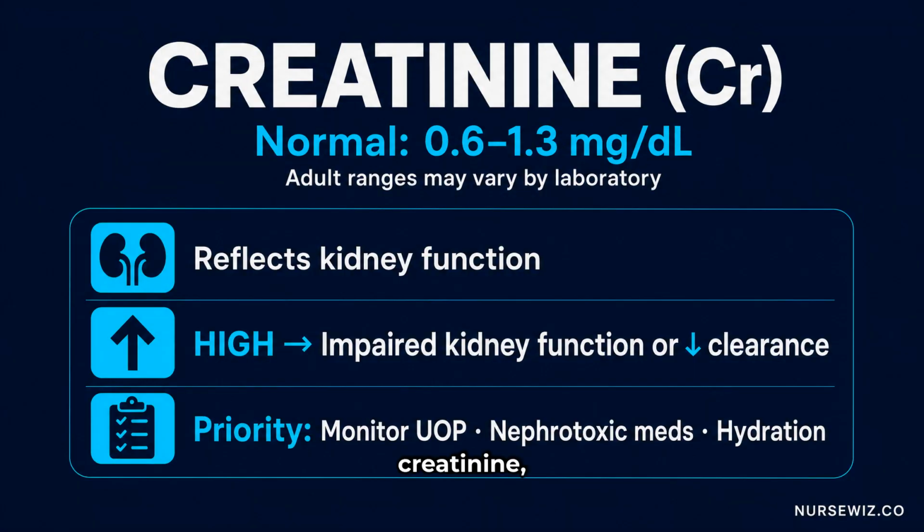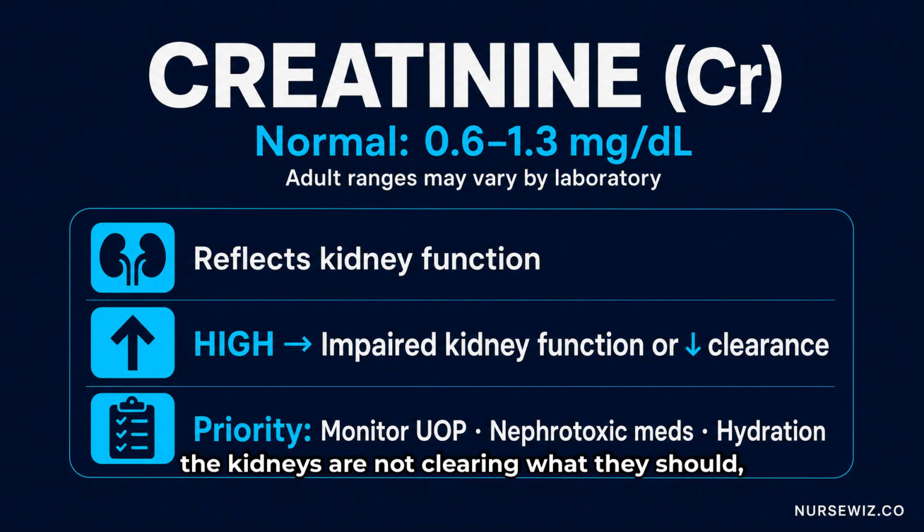6. Creatinine, 0.6 to 1.3 milligrams per deciliter, and ranges may vary by lab, so check yours. Creatinine reflects kidney function. When it rises, the kidneys are not clearing what they should, and the patient may not be clearing medications either. Your priority is to monitor urine output, review nephrotoxic medications, and assess hydration status.